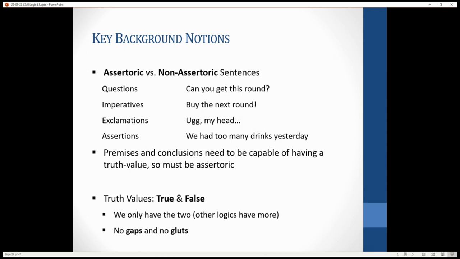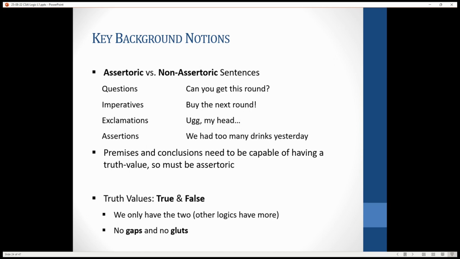Contrast that with non-assertoric ones, which don't. So for example, questions, right? Is the cup black? Let's think about just that question. Is the question true or false? That's kind of a mistake. The question doesn't have a truth value. The answer might, but the question itself doesn't. Similarly, right, imperatives, commands, they might be obeyed or not obeyed, but it seems wrong to say that the imperative itself is true or false. It just doesn't really look like it plays that kind of game.